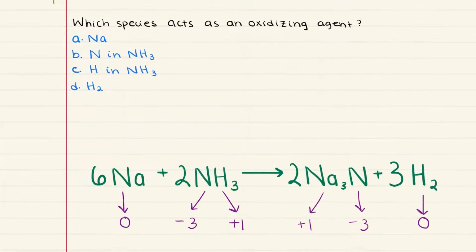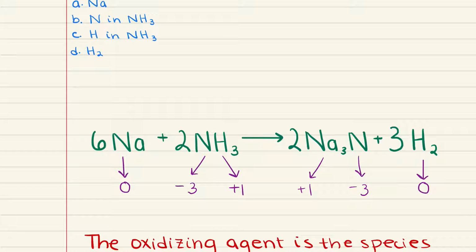Now let's go ahead and look at our equation and start assigning oxidation states. Let's start off with sodium. In its elemental form, sodium is going to have an oxidation state of 0. Next, let's look at ammonia. Hydrogen has an oxidation state of +1. Now, to balance the 3 hydrogens, which gives us a total of +3, nitrogen must have an oxidation state of -3.